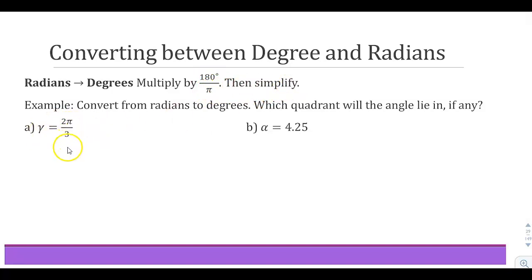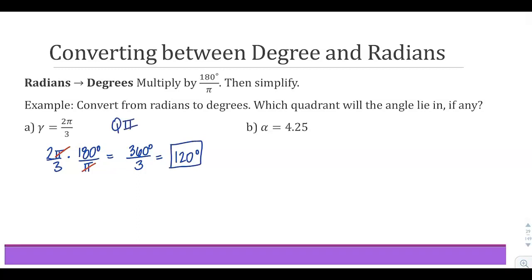So here we'll go ahead and start by looking at 2 pi over 3. So we have 2 pi over 3 and then times 180 degrees over pi. So we can see that we're going to be left with degrees in our answer. So we're going to have 2 times 180 divided by 3, so that's 360 divided by 3, or 120 degrees. And 120 degrees is between 90 and 180, so we are in quadrant 2.